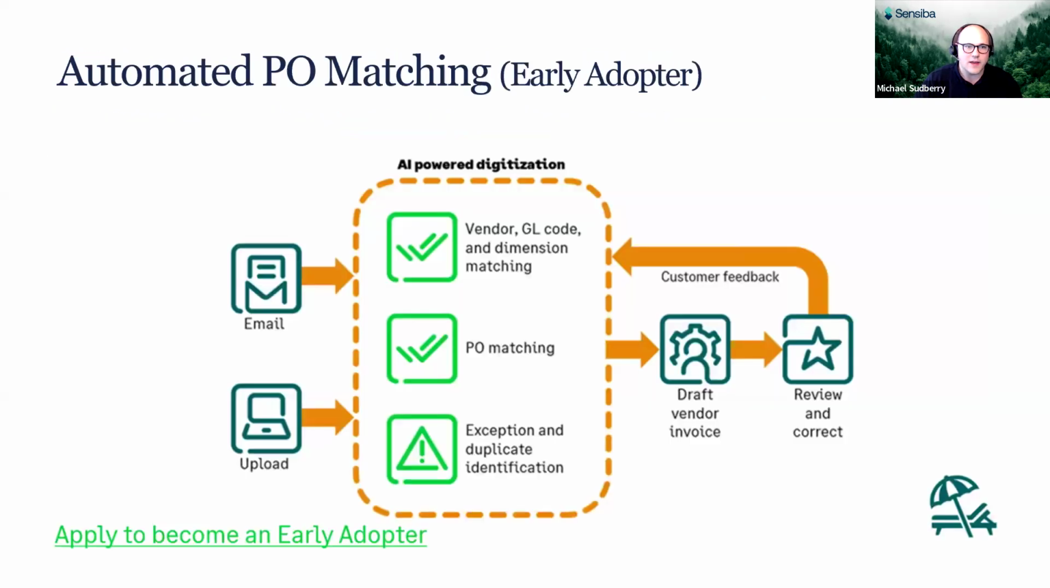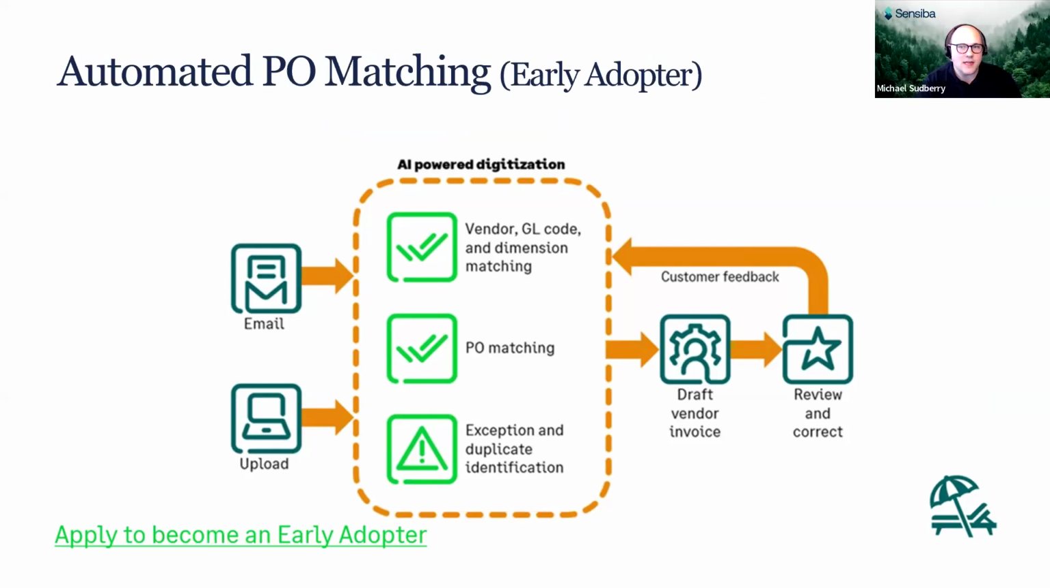Also, an early adopter, we have automated PO matching. And actually, I think I kind of glossed over it too. It also goes to dimensions as well. It's not just GL. You can actually learn the dimensions multi-line as well. Yeah. Don't want to forget that part because it is pretty cool and pretty important.